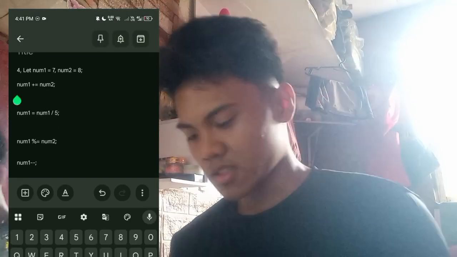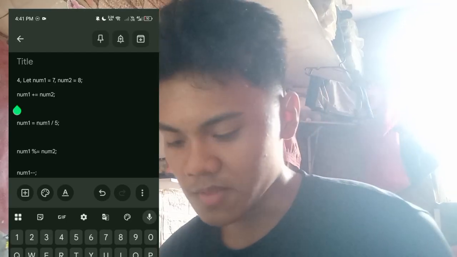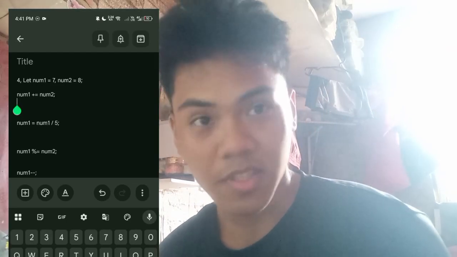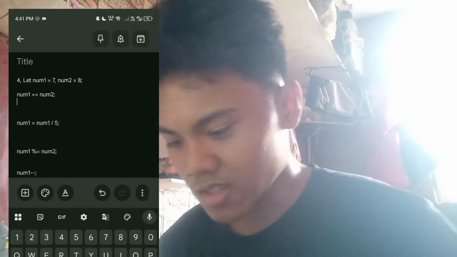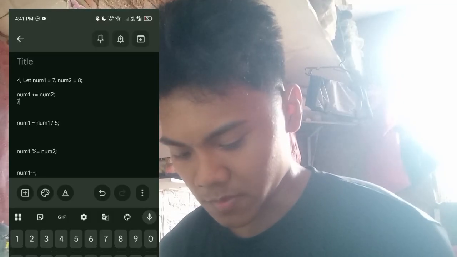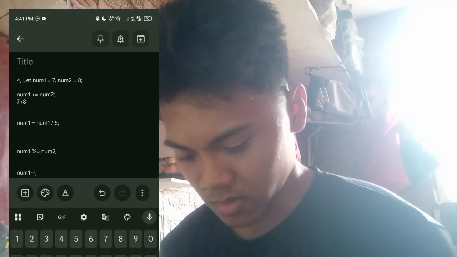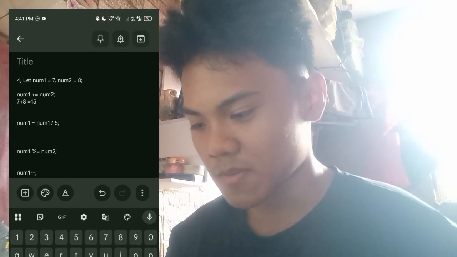num1 plus equals num2 basically means to add the value of num1, which is 7, and the value of num2, which is 8. Basically, it's 7 plus 8 equals 15. That's how easy the first step was.